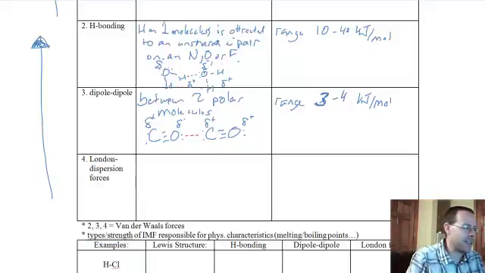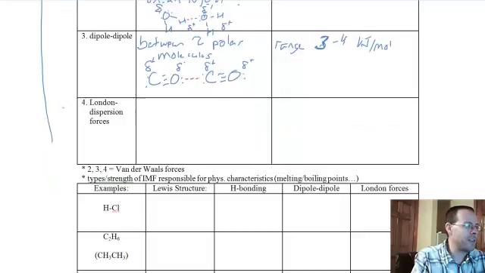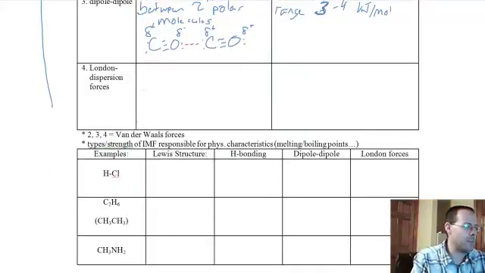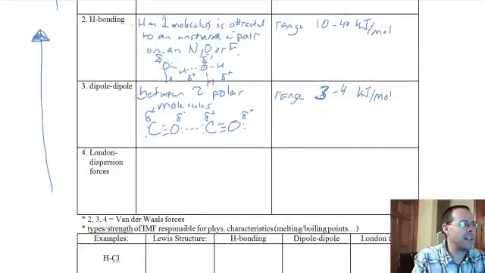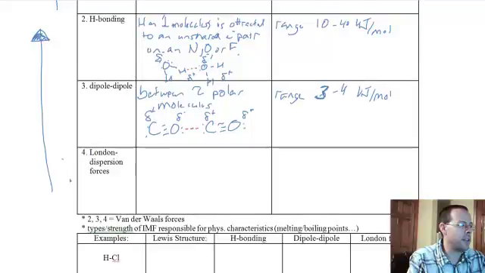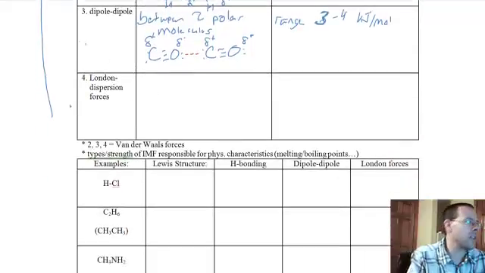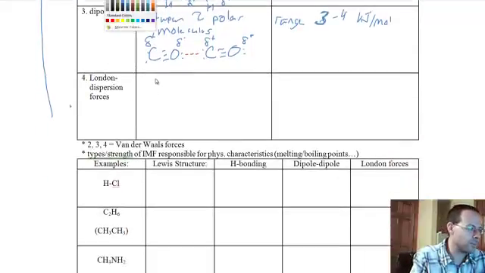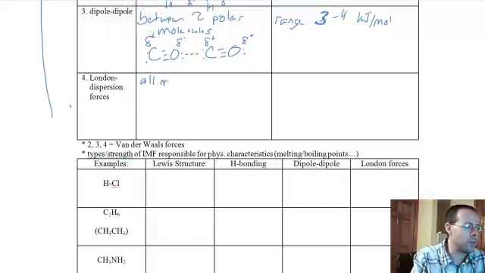And then lastly is London dispersion forces. London dispersion forces are probably the hardest to explain. The main thing to know about them is everybody has them. Hydrogen bonding is only for things that have H's with N's, H's with O's, H's with F's. Dipole-dipole is any polar molecule, which goes back to why we did bonding last week. And then London dispersion is all molecules.